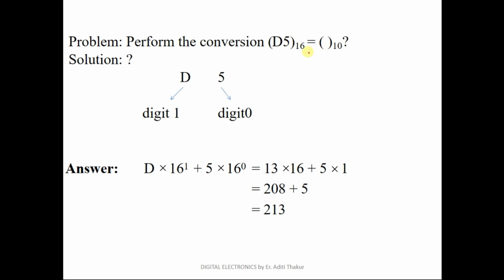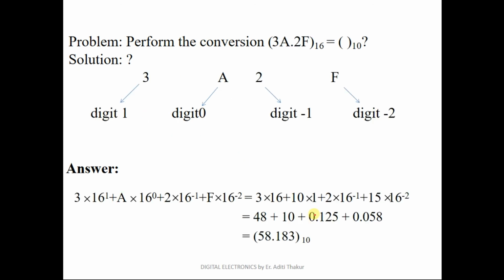We have to convert this D5 into a decimal number. So what we will do, this represents digit 0 and this represents digit 1. So simply the 0th digit is multiplied by 16 raised to the power 0 and the 1st digit is multiplied by 16 raised to the power 1, and by performing simple arithmetic we can get the answer 213, which is the decimal equivalent of hexadecimal number D5.